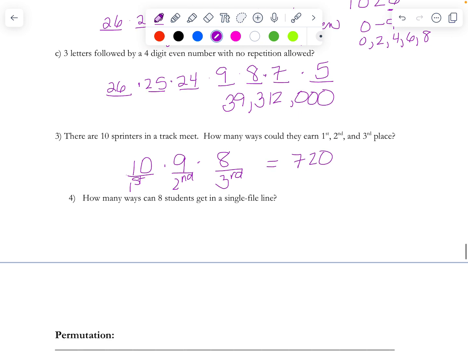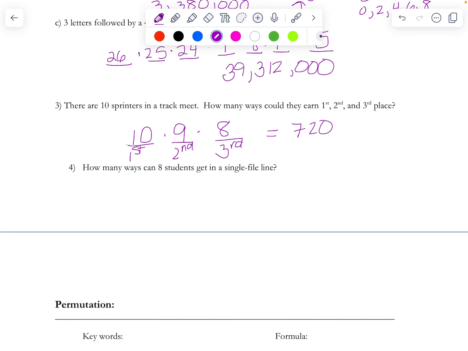The last one for number 4, it says how many ways can 8 students be put in a single file line? I think that was 8. So in a single file line, I have 8, 7. Now remember, students, I can't repeat. 6, 5, 4, 3, 2, 1. So I could multiply. And so some of you might say, well, can we do 8 factorial? Absolutely. So we could do 8 factorial.